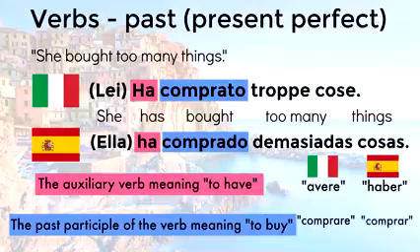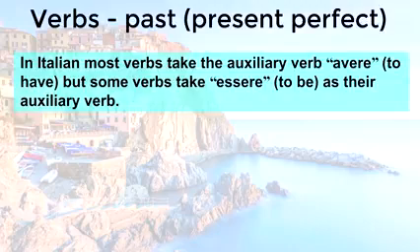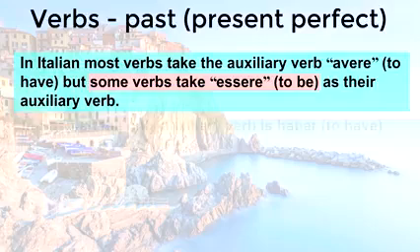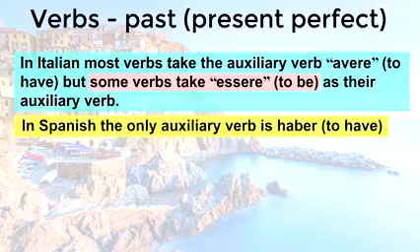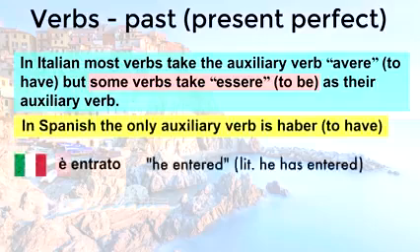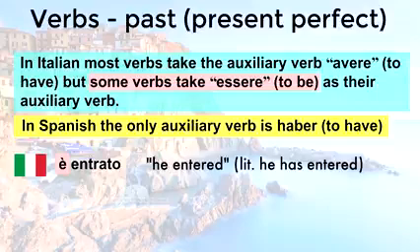One thing to note about the present perfect tense is that in Italian, most verbs take the auxiliary verb avere, to have, but some verbs take essere, meaning to be, as their auxiliary verb. That's similar to in French, but in Spanish, the only auxiliary verb is haber, meaning to have. So in Italian, there's è entrato, meaning he entered, but in Spanish, it's ha entrado. Those are just a couple of examples, but basically all verb tenses and all verb forms have an equivalent or a parallel in the other language. Bringing it all together, let's just look at a couple more sentences and see what we find along the way.